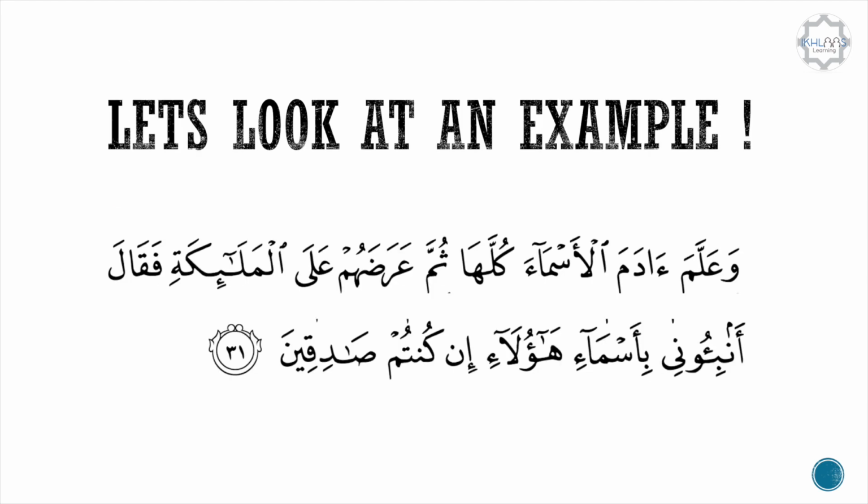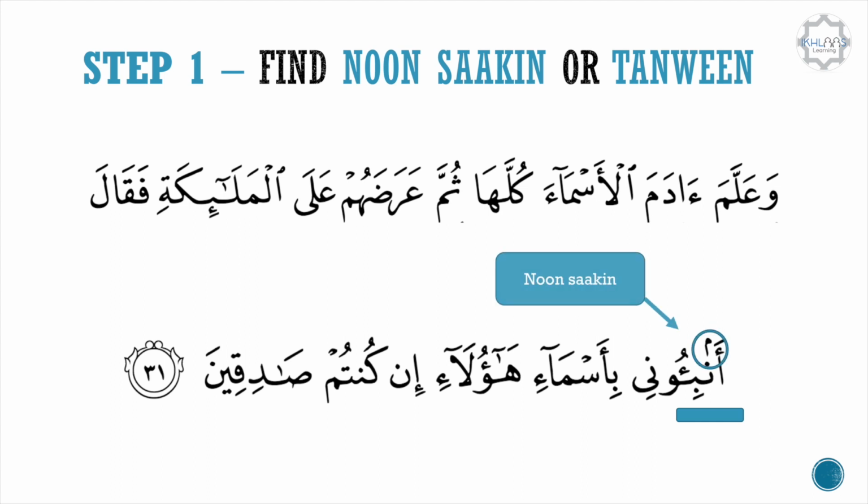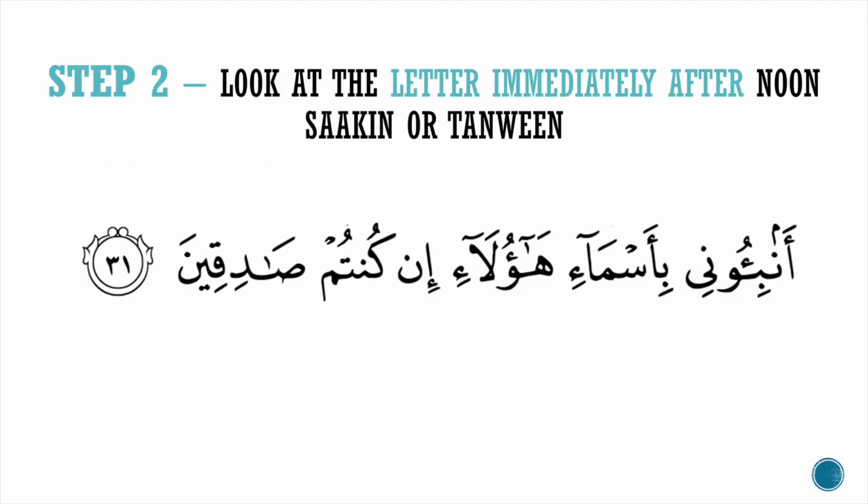Now let's look at an example together. So step 1, find the Noon Saakin or Tanween in this ayah. As we look across, we can see that there is a Noon Saakin symbol here, and there are 2 more, Noon Saakin and another Noon Saakin. So we have 3 Noon Saakin symbols in this particular ayah.